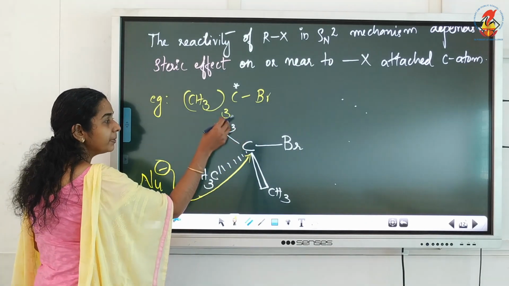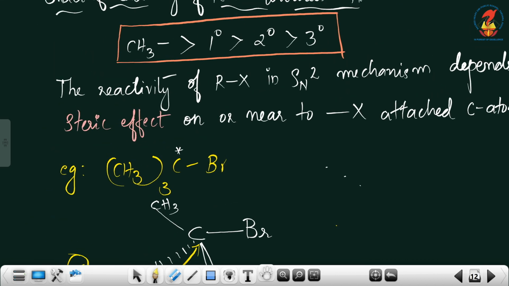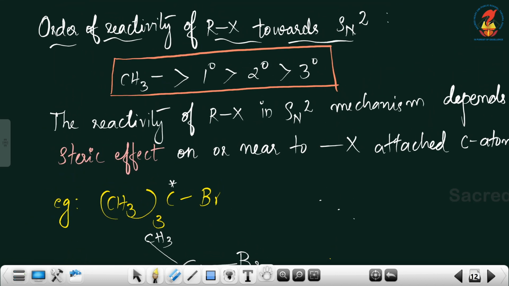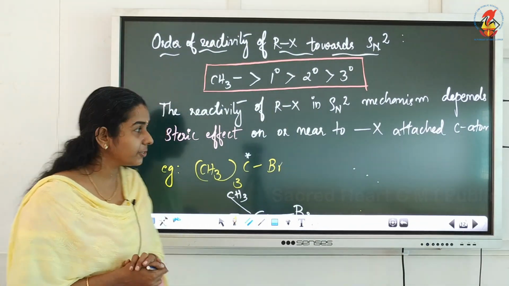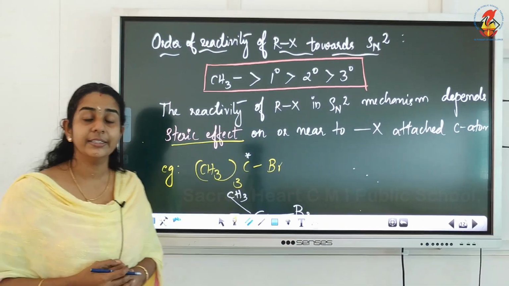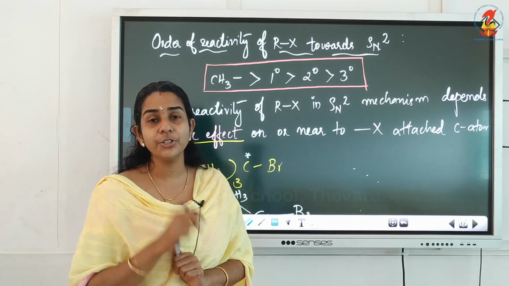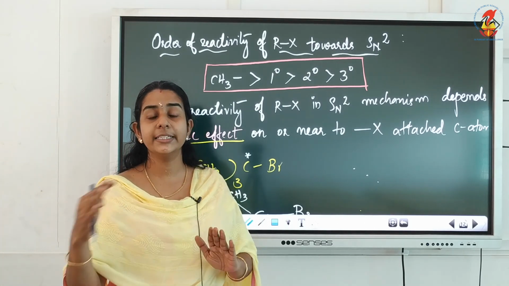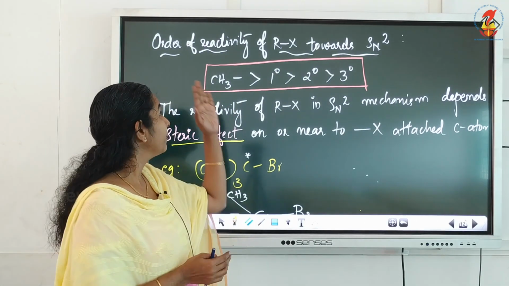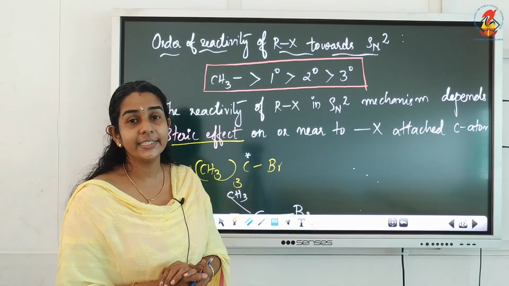So, if the carbon is surrounded by smaller atoms, then the attack will be easy in SN2. That is why methyl halides are most reactive towards SN2. So, a very important point, in SN2, the order of reactivity depends on steric effect. The steric effect on which carbon? X attached carbon, because on the X attached carbon, the nucleophile is attacking, and from this X attached carbon, X is going as X minus. So, remember, methyl halides are more reactive, and tertiary halides are least reactive.